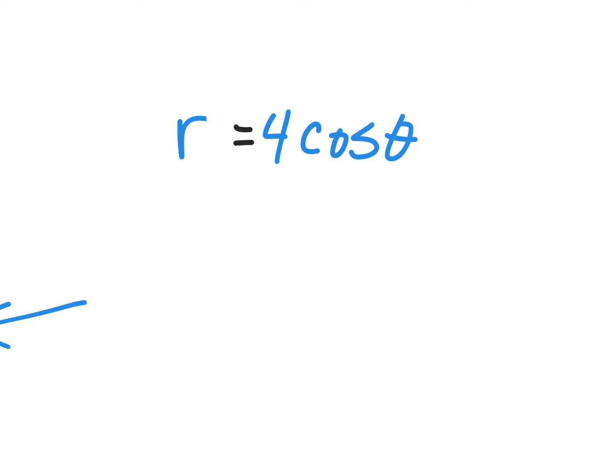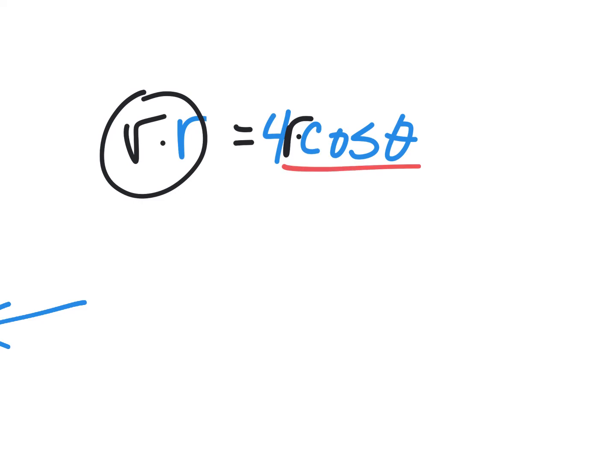Okay. Times by, well, if you want this to be r squared, you could times by r, and you might be thinking, isn't that the same as squaring? Kind of. But if I times this by r, I'm going to put the r right there, strategically. You see how that's kind of cool? I get my r squared, but I also get an r cosine theta. So don't just think you always square both sides if there's an r. No, sometimes you times by r on both sides. Okay, then I get r squared equals 4r cosine theta.